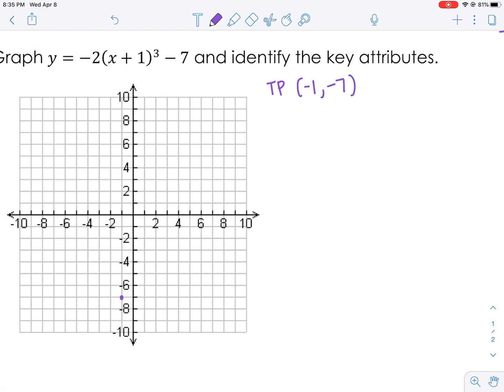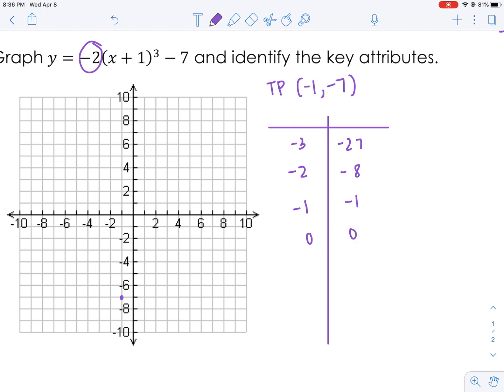-1, -7. Now this -2, the 2, remember, makes it vertically stretched. The negative means that instead of going up and to the right, so instead of going this way, it's going to make it go that way. So it's flipped. It's reflected across the x-axis. So just going to make my chart again. So -3, -27, -2, -8, -1, -1, 0, 0, 1, 1, 2, 8, 3, 27.